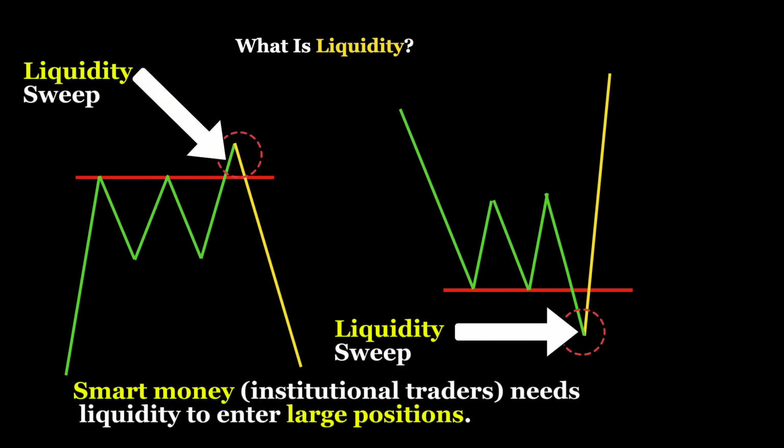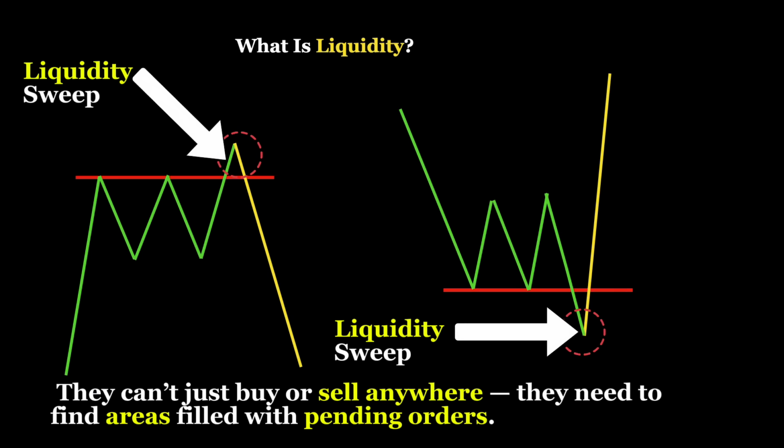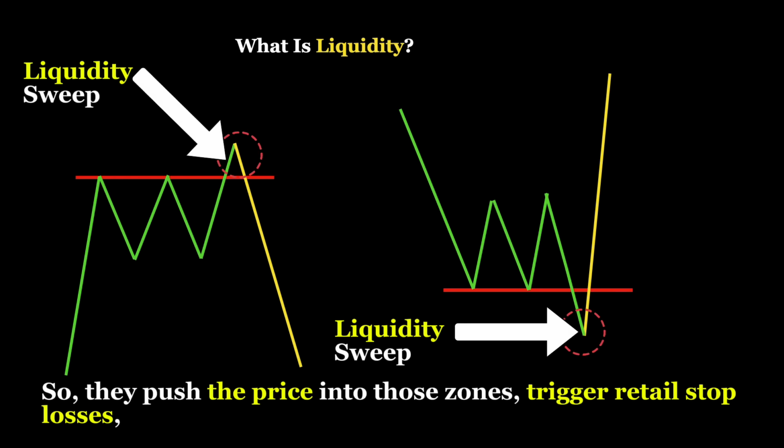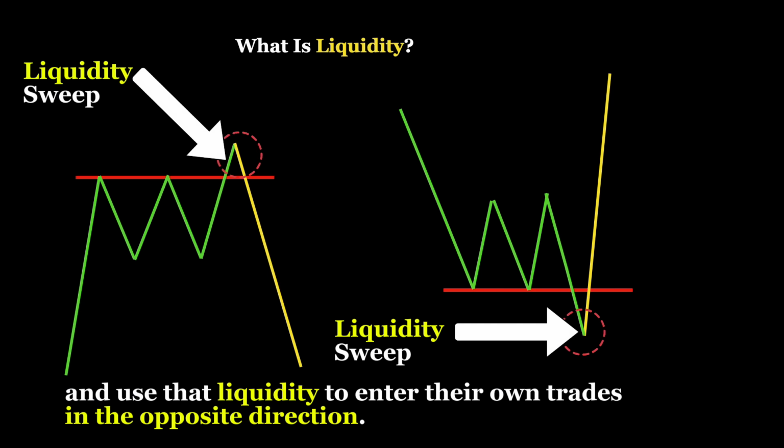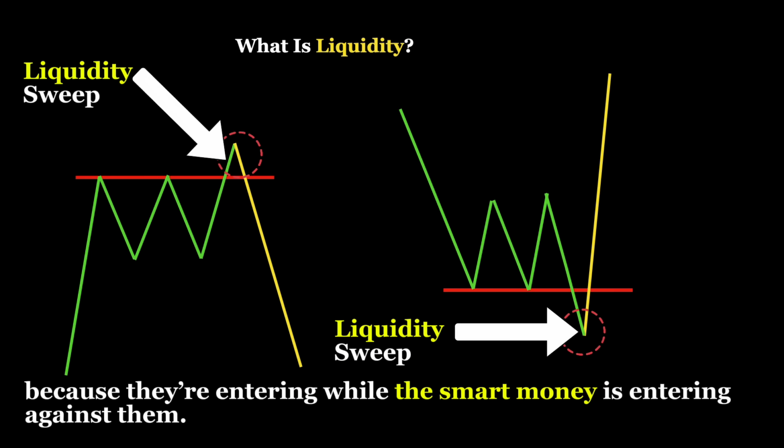Institutional traders need liquidity to enter large positions. They can't just buy or sell anywhere. They need to find areas filled with pending orders. So they push the price into those zones, trigger retail stop losses, and use that liquidity to enter their own trades in the opposite direction. That's why most retail traders lose at those exact spots, because they're entering while the smart money is entering against them.